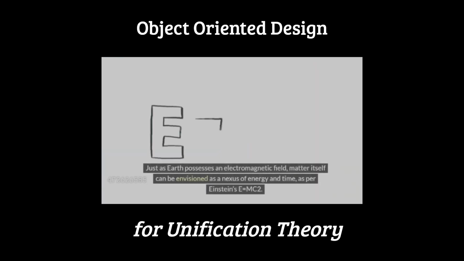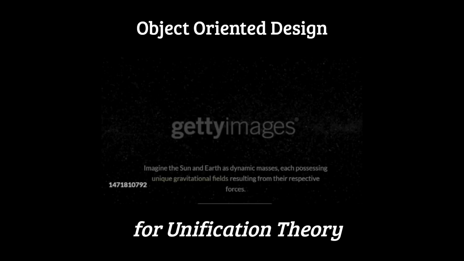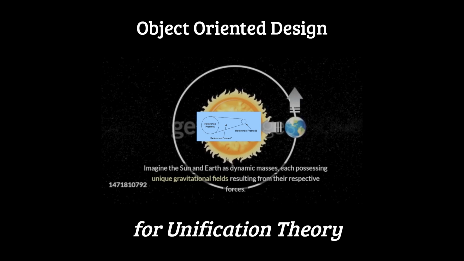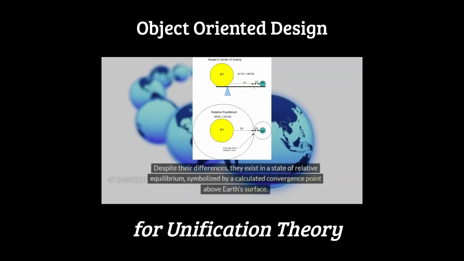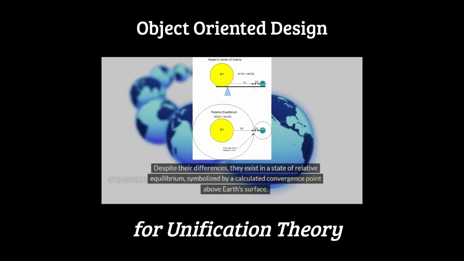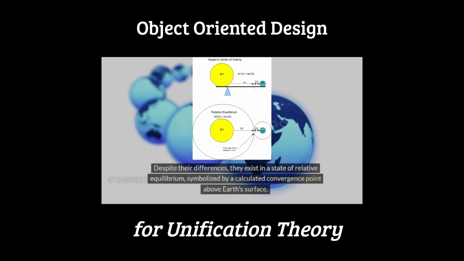Just as Earth possesses an electromagnetic field, matter itself can be envisioned as a nexus of energy and time, as per Einstein's E equals mc². Imagine the Sun and Earth as dynamic masses, each possessing unique gravitational fields resulting from their respective forces. Despite their differences, they exist in a state of relative equilibrium, symbolized by a calculated convergence point above Earth's surface.